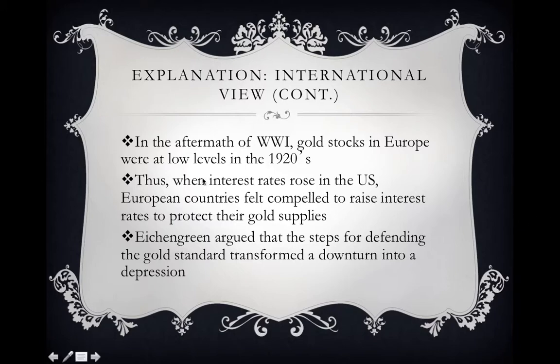So we see that these interest rates are going up in the United States, which is going to decrease consumer durables, it's going to decrease investment, but it was not just in the United States. This impact of higher interest rates was felt throughout the world because of the industrialized nations' adherence to the gold standard. So that's Barry Eichengreen's argument, that the steps of defending the gold standard transformed that recession into a depression and actually turned it into a global phenomenon.